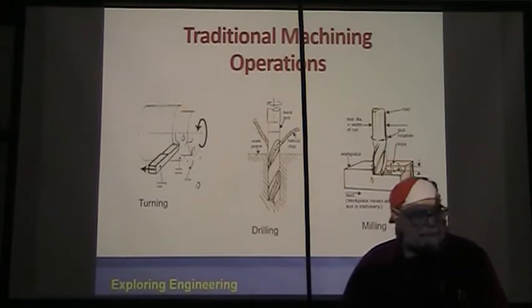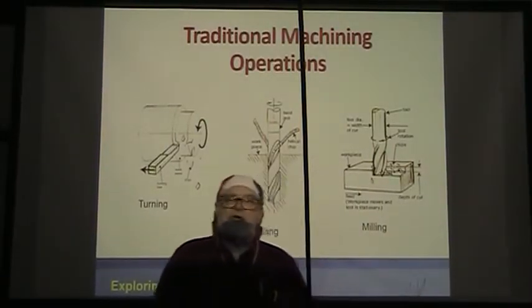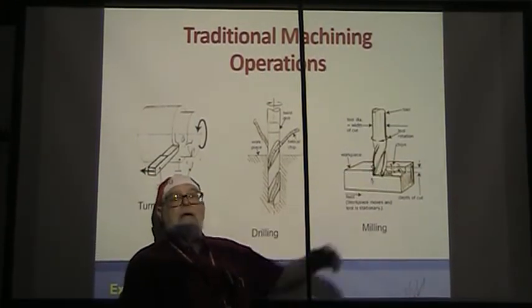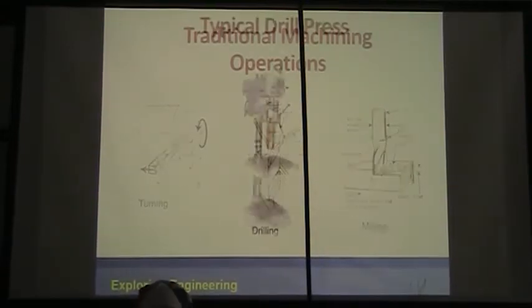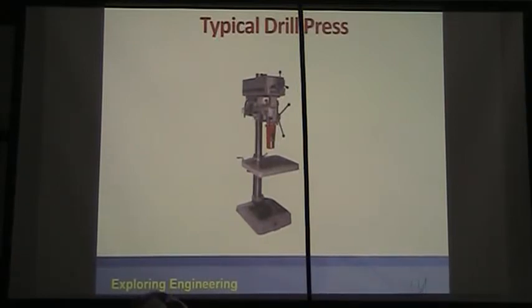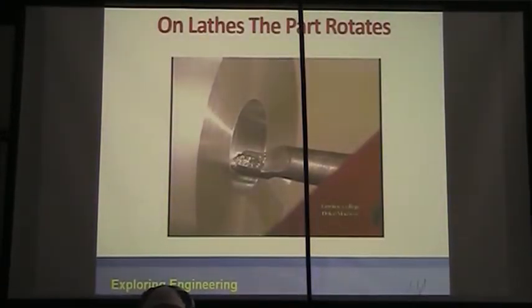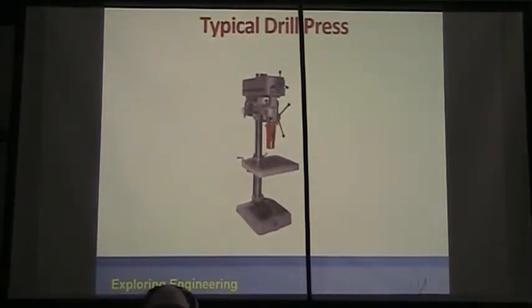So milling is a very popular operation, can be done, as you see, with a milling bit, but it can also be done using a grinding type operation. Here we see a typical drill press. So perhaps I should say, on a typical drill press, the drill bit is inside this orange kind of conical thing here. When it comes down, that will protect the operator from flying chips and also from somebody casually sticking their finger in the drill.